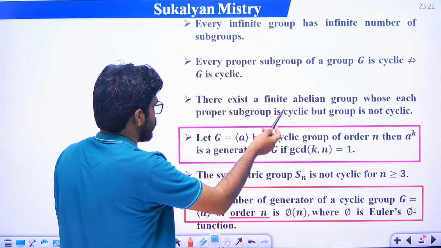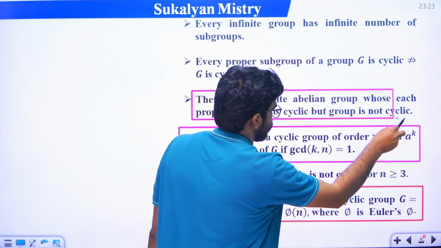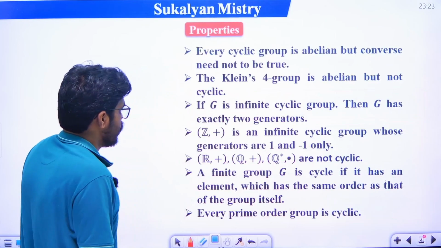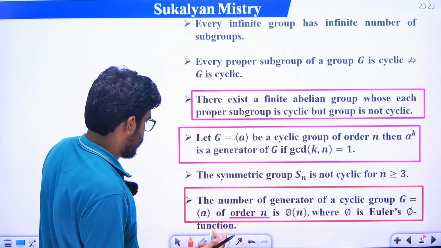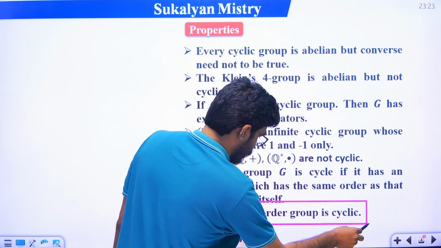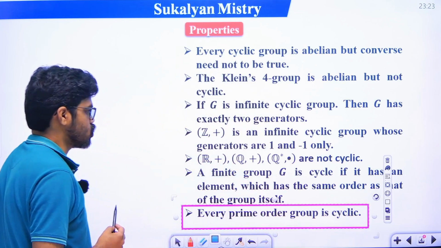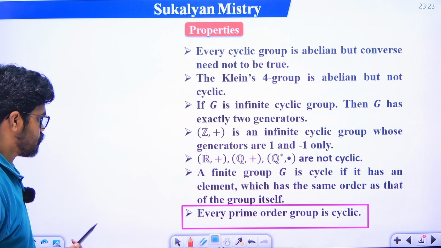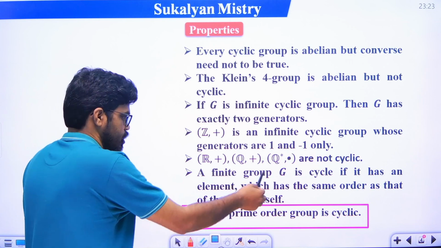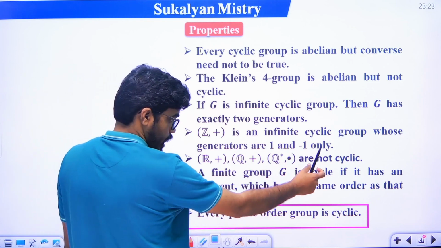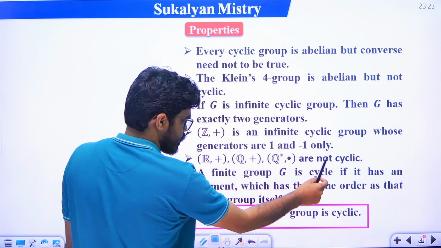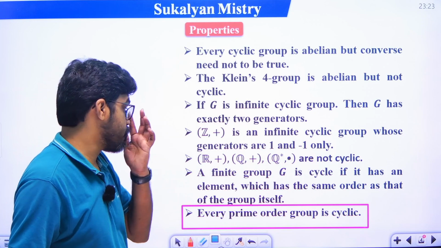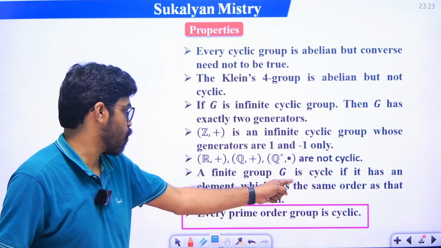There exists a finite group whose proper subgroups are cyclic but the group is not cyclic, for example Q comma plus. Next, this is very important, every group of prime order is cyclic but converse is not true. Okay, but converse is not true. It should be noted that suppose G is a finite cyclic group, it has an element which has the same order as the group itself. A finite group G is cyclic if it has an element which has the same order as the group itself.